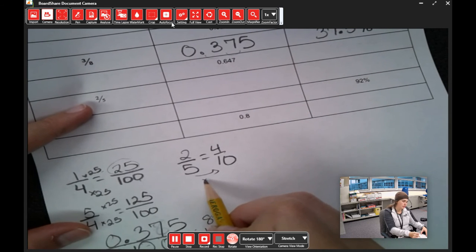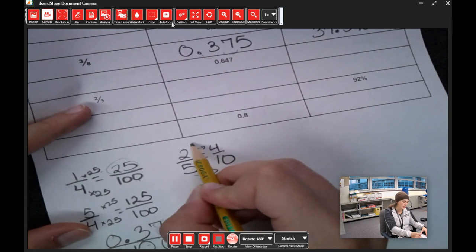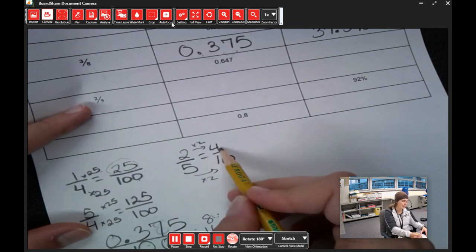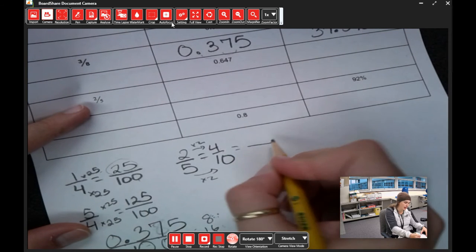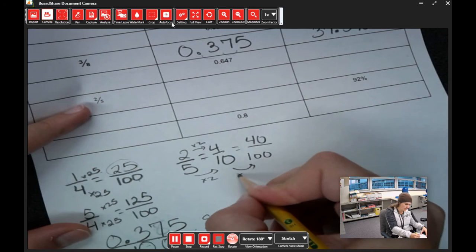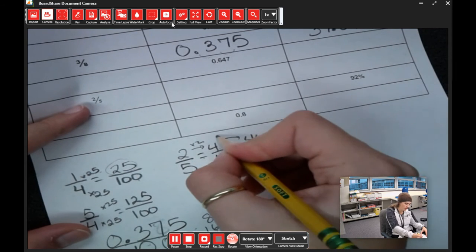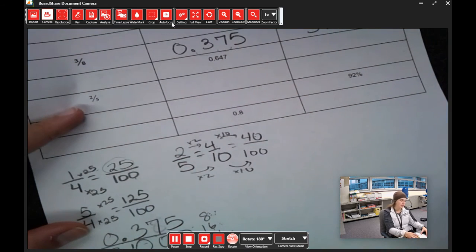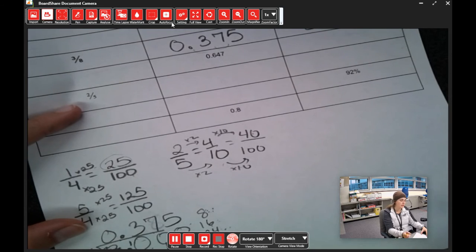5 times 2 is 10. 2 times 2 is 4. And tenths, from there, I can get to hundredths. 10 times 10 is 100. 4 times 10 is 40. So this is going to be 4/10 or 40 hundredths.